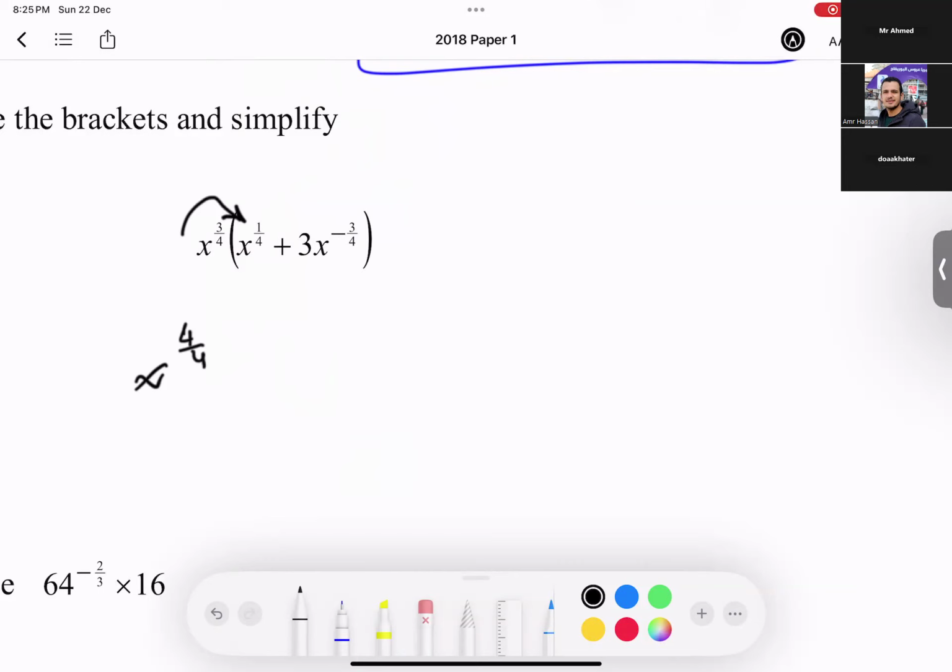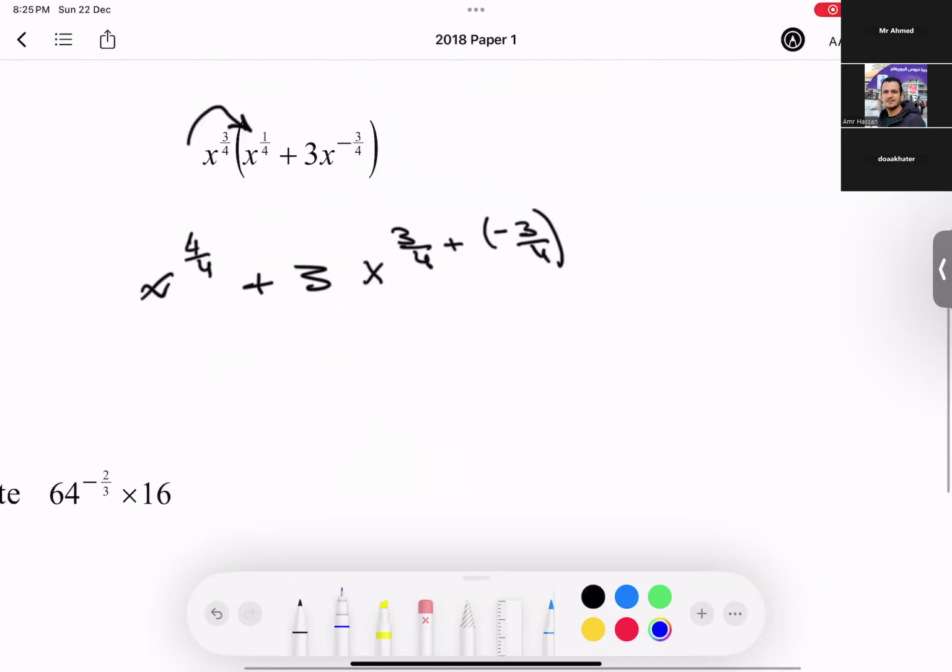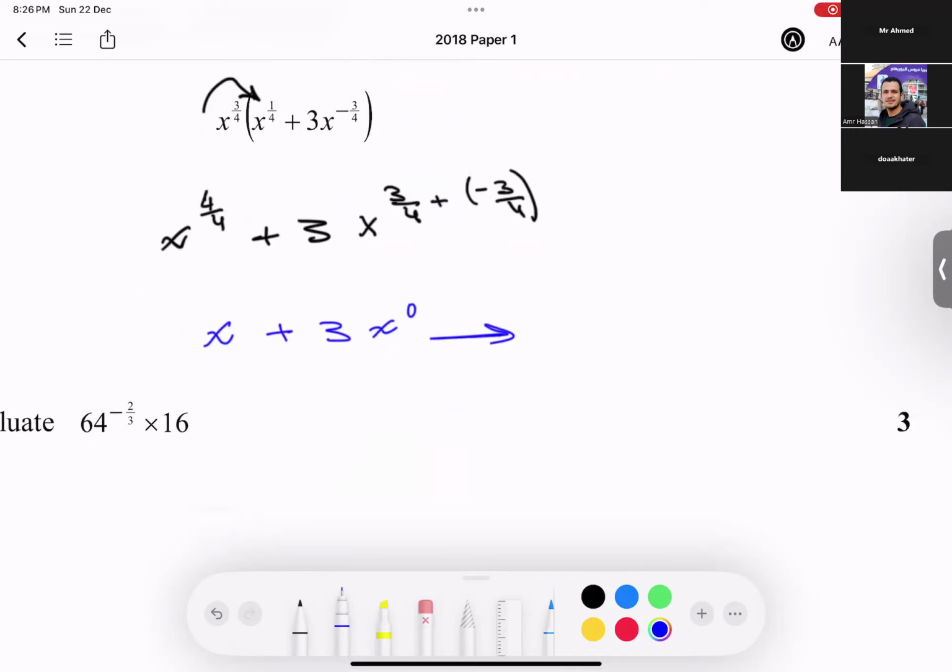Yeah. And then it's going to be 3 times x to the power of 3 over 4 plus negative 3 over 4, right? Yeah. Okay. This one looks like x to the power of 1, because 4 divided by 4 is going to be 1. And this one is going to be 3x to the power 0, right? Yeah. And I told you that any number raised to the power 0 is going to be 1, right?